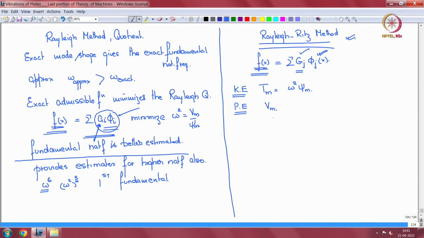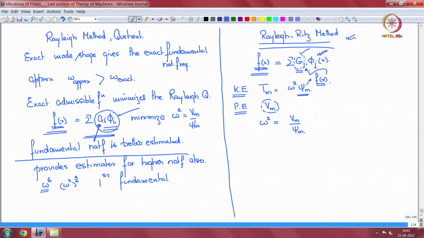Then what do I have? I have omega square. Now psi m contains f of x and its derivatives, so that contains the g j's, and these are integrated so that the space goes away, so it's largely a function of g j and the material constants. So it is with the V max. So I have omega square as Vm by psi m.